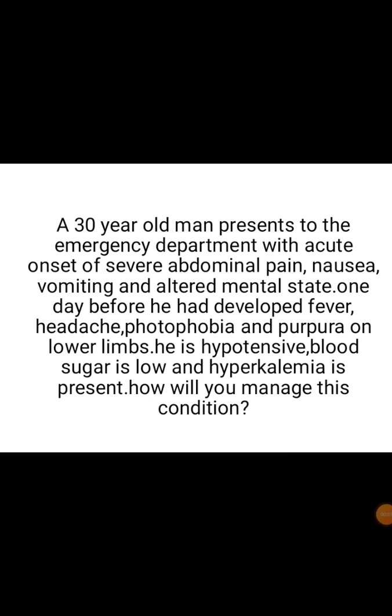A 30-year-old man presents to the emergency department with acute onset of severe abdominal pain, nausea, vomiting, and altered mental state. One day before, he had developed fever, headache, photophobia, and purpura on lower limbs. He is hypotensive, blood sugar is low, and hyperkalemia is present. How will you manage this condition?